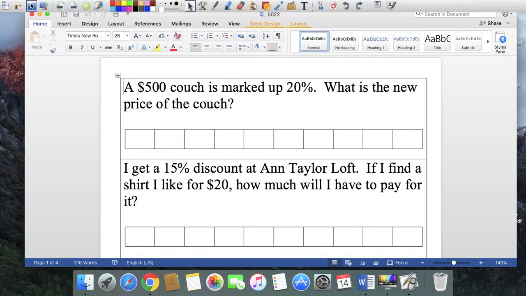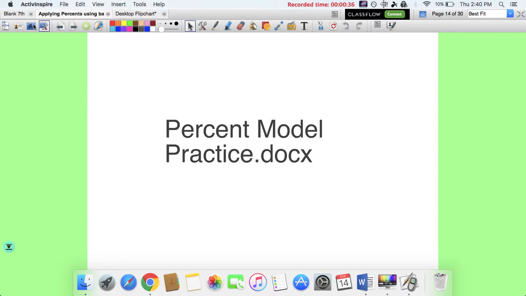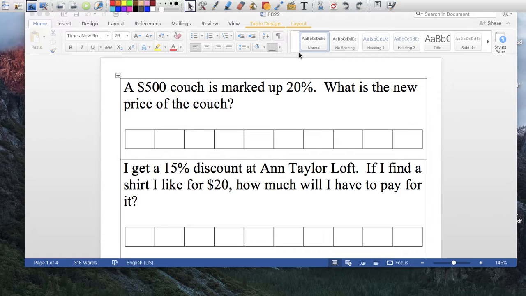So let's go straight to number one. A couch is marked up 20%. What is the new price? Again, we're not going to do this, but I just want you to get an understanding of how this works. So over here, if it's marked up 20%, it's going up. We're going to increase our bar model here by 20%.